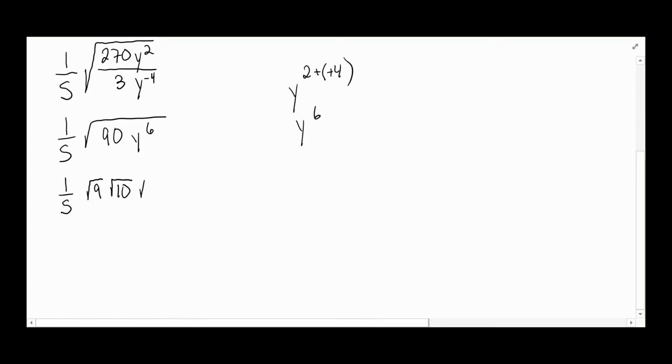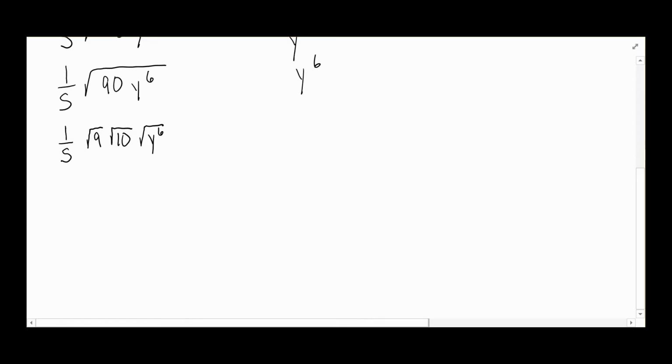As far as y to the 6th, that's also a perfect square because remember 6 is divisible by 2. We're not looking at 6 being a perfect square, we're looking at y to the 6th being a perfect square. And as long as that exponent is even, it's a perfect square. That was the break it up step.